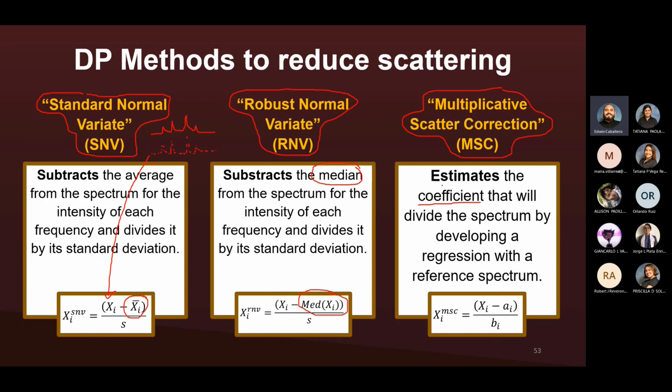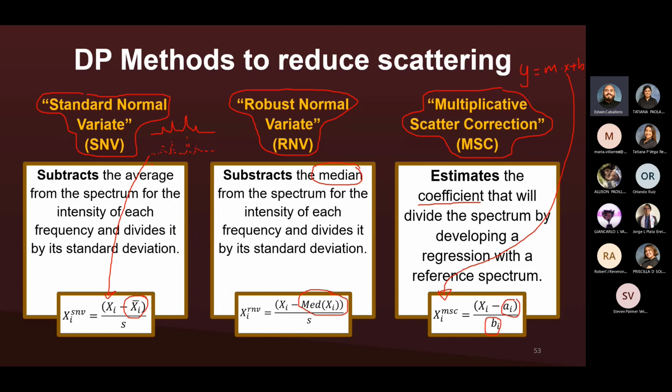You're estimating what coefficient you're going to divide the spectrum by to then obtain the spectrum that's corrected. But you do that by using a regression, a linear regression. The y equals m times x plus b. If you solve for x, you get the equation you have right here. And these coefficients are the ones you estimate to then correct the spectrum. Now, this method is really good for giving good results. However, the downside is that you need to tamper a bit, right?